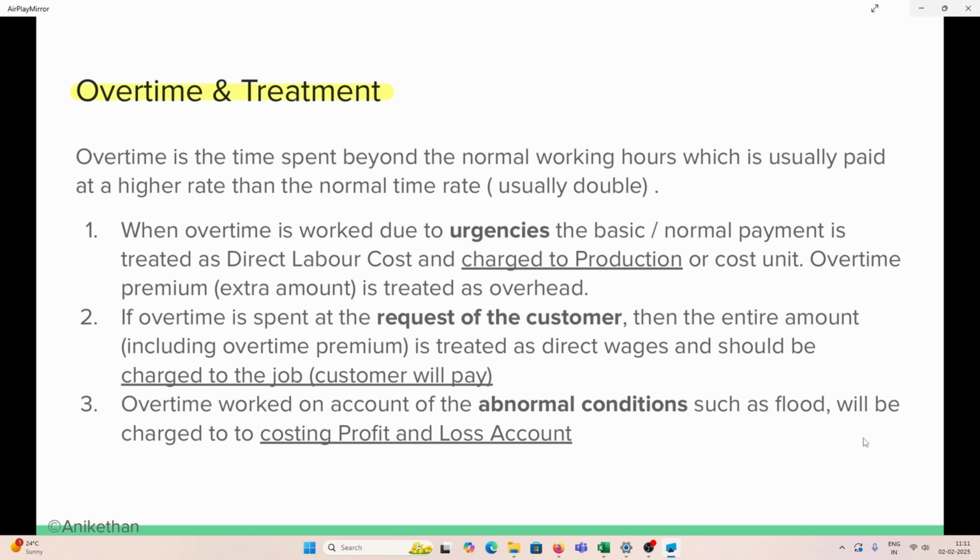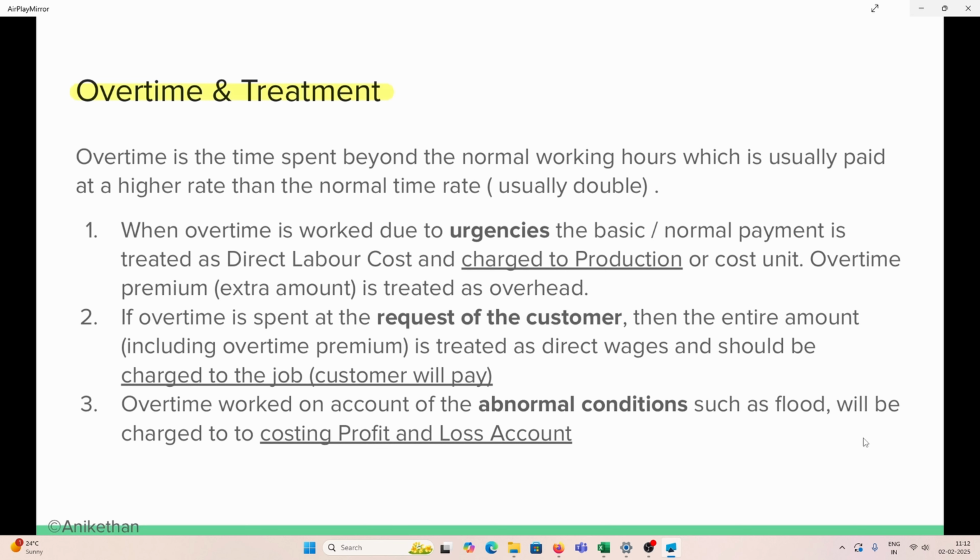In some cases, the employees will have to work over their regular hours. Such conditions are called overtime. There is a law that for overtime, the labor has to be compensated with the overtime premium. That will usually be 150% of the regular rate, or sometimes it can be double the rate. When there is an overtime scenario, you have to calculate the overtime premium, and such overtime premium has to be treated according to these rules.